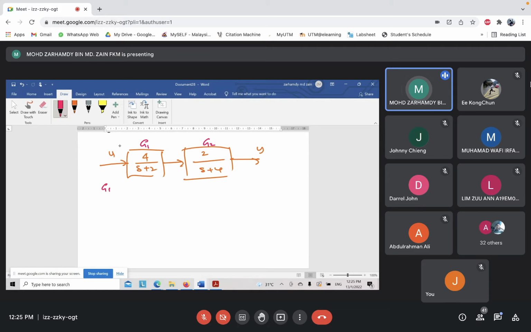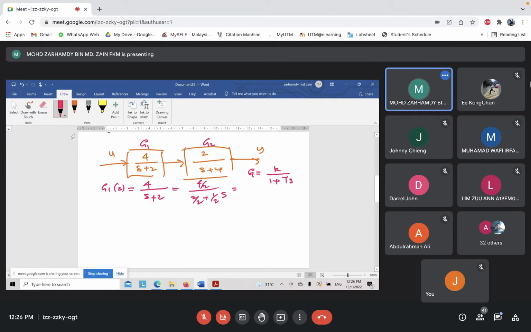So now our G1(S) is equal to 4 over S plus 2. Basically we need to consider it as a first order system. Our concept of a first order system is K over 1 plus TS. So from here, we need to come up with the standard form for the first order, where we need to get 1 plus something times S. To get 1 here, you need to divide everything by 2, so we have 4 over 2, 2 over 2 plus 1 over 2 S.